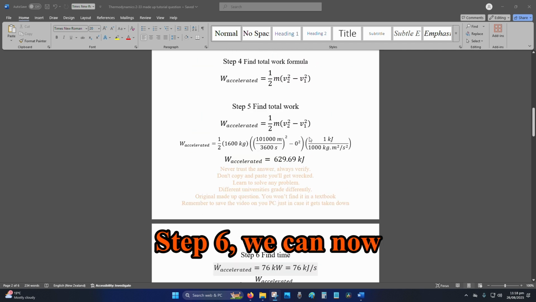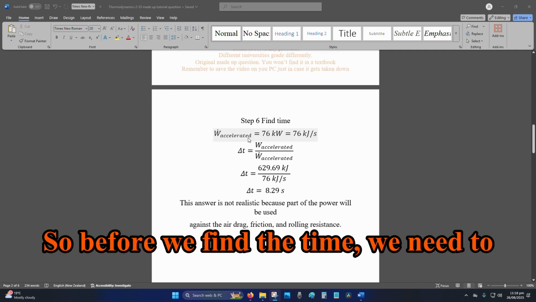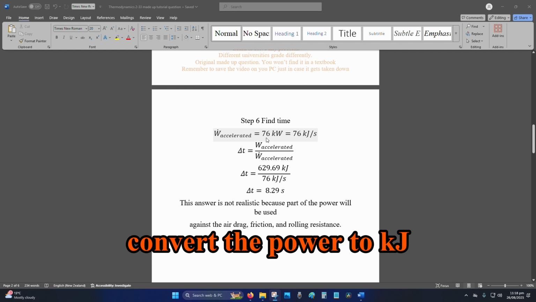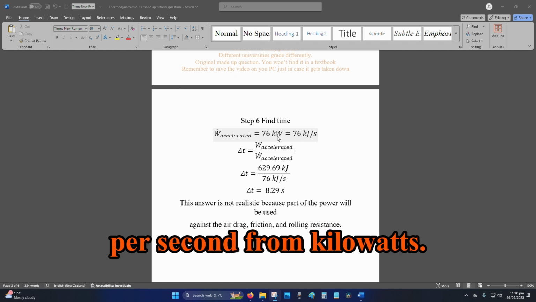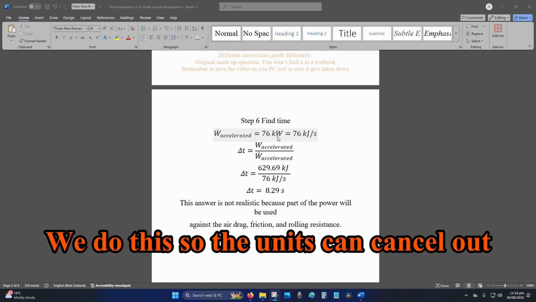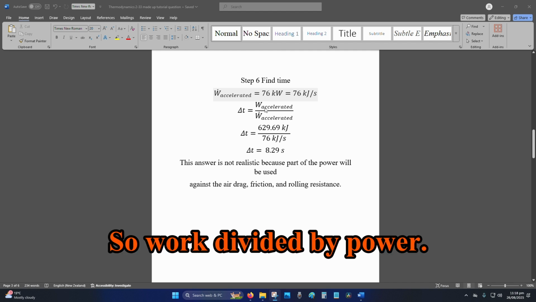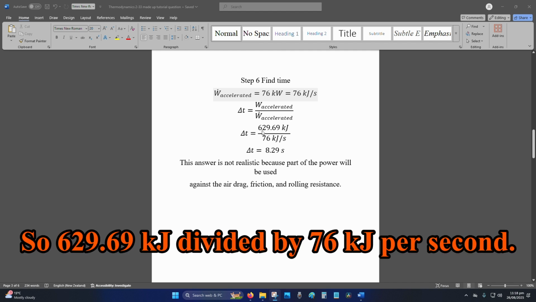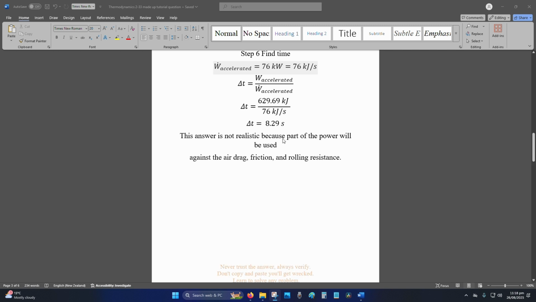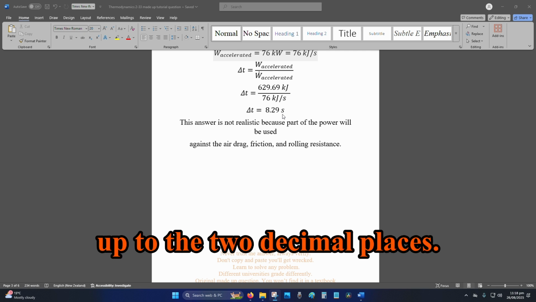Step 6, we can now backtrack and find the time. Before we find the time, we need to convert the power to kilojoules per second from kilowatts. It's just the one-to-one conversion. We do this so the units can cancel out and we're left with seconds. So work divided by power. So 629.69 kilojoules divided by 76 kilojoules per second. We get 8.29 seconds, rounded to 2 decimal places.